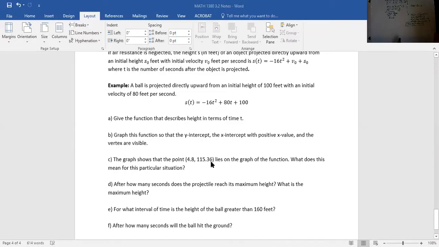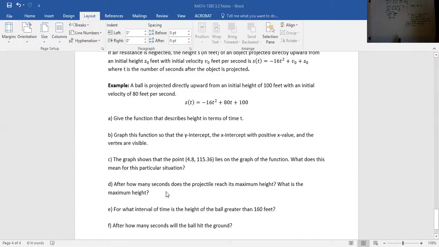Any point on the line, this tells you the time, and this tells you the height. That's what your function showed up here that we talked about right here, right? Initial height in feet. So this determines the height in terms of time. Here's your time, here's your height.